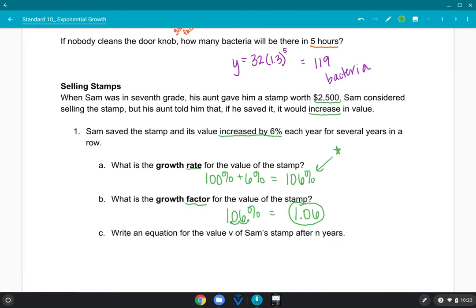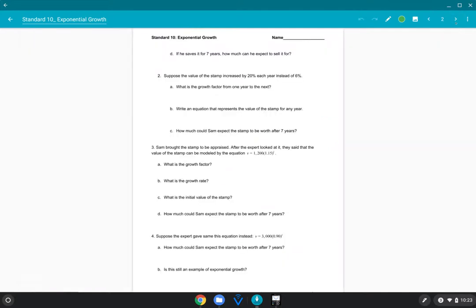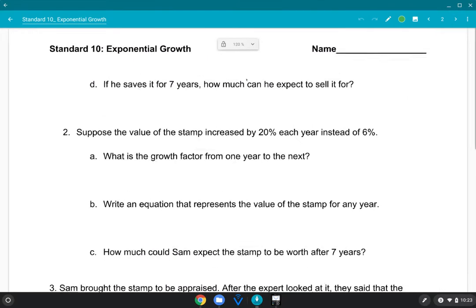Write an equation for the value of Sam's stamp after n years. Well, its initial value was $2,500. It increased by 6% every year, so 1.06 to the power of x. Make sense? Okay, now we're going to use that equation a little bit. If he saves the stamp for 7 years, how much can he expect to sell it for? Well, it started out with this, 1.06. It was only 6%, not 60%. We're wondering about 7 years.